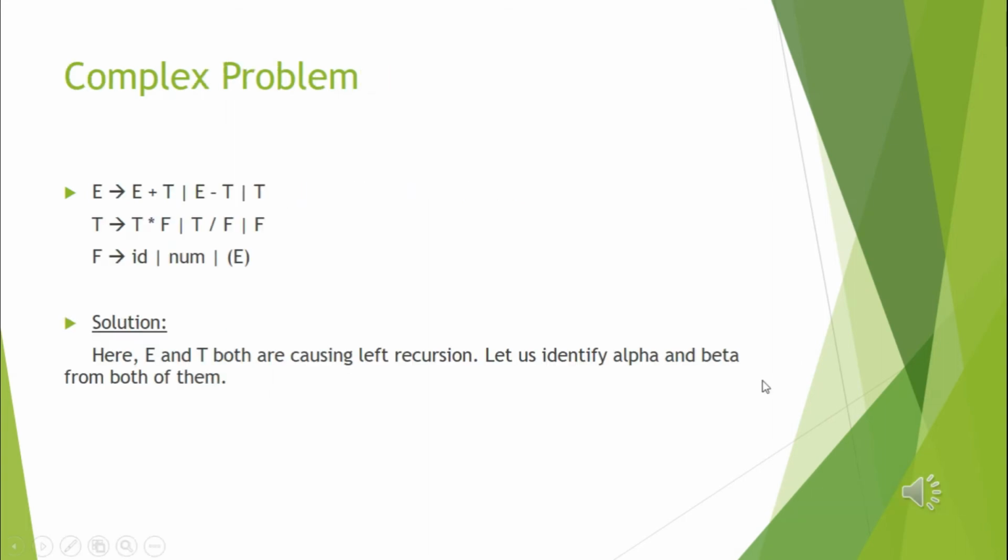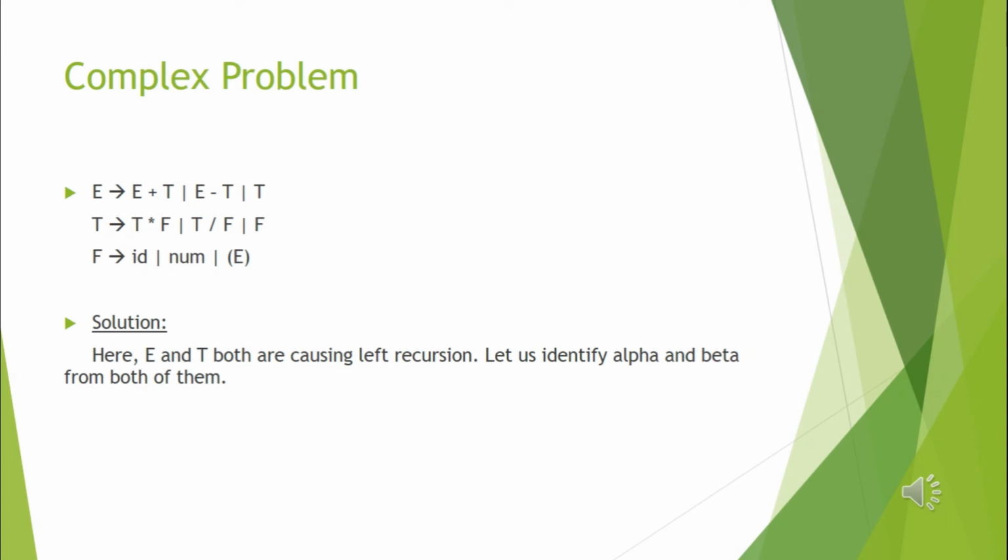So let us take another example which is a bit more complex than the previous one. Here E goes to E plus T, E minus T, or simply T. Similarly, T goes to T multiply F, or T divided by F, or simply F. And lastly, F goes to ID, num, or expression, which is E. So to start with, we firstly need to understand that E is also causing the left recursion, as well as T. As we can see, E is the leftmost element of the grammar, and T is the leftmost element too.